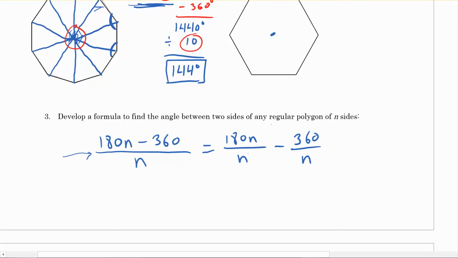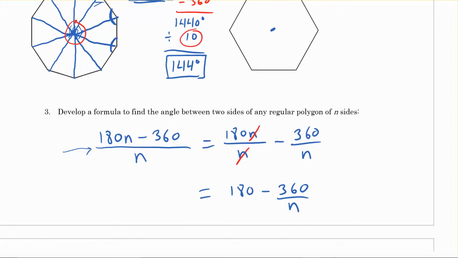Okay, so if I do that, the reason why I did that is because now I can cross out those two n's. They cancel with each other, because they're in the same term. And what I'm left with is just, this is all equal to 180 minus 360 over n. So now no matter what polygon we use, we just have to put in the number of sides and we're done. We figured out what the angle between the sides are.